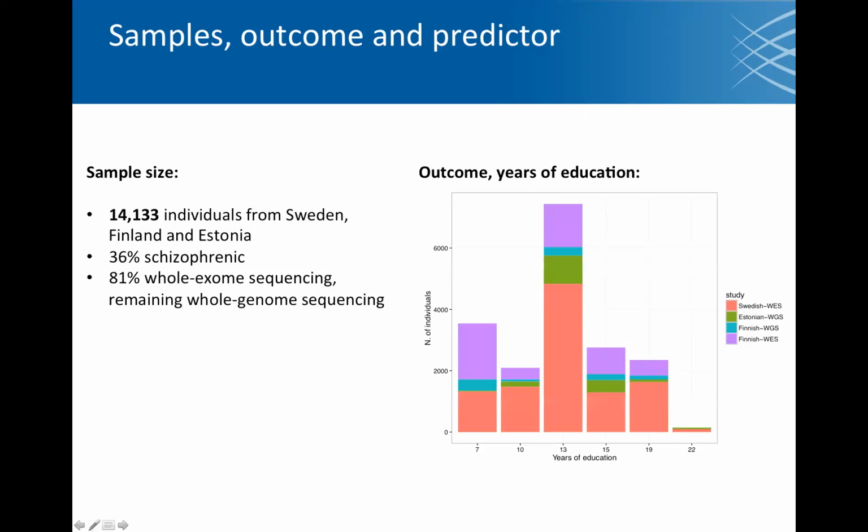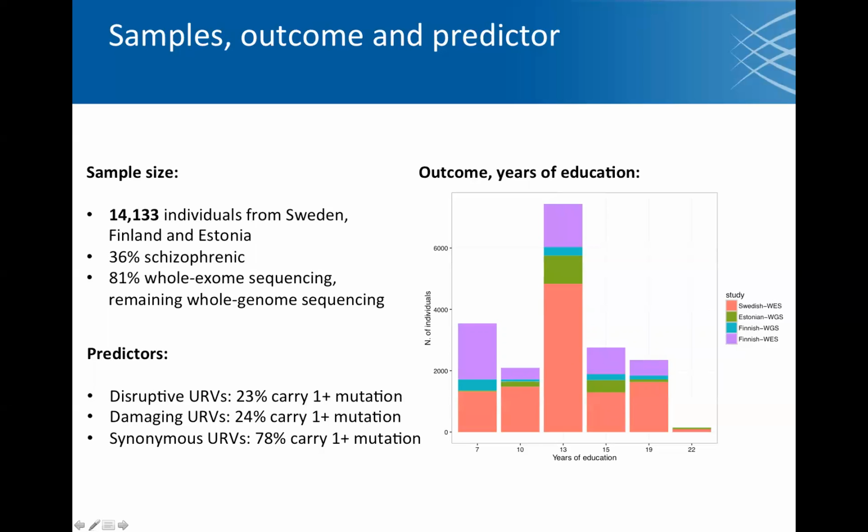This is the outcome that we want to study, years of education. This has been standardized across these different Northern European countries and put on the US scale for years of education. And the predictors of our model are disruptive mutations, damaging mutations, and synonymous mutations. Disrupting and damaging I previously described. Synonymous mutations are mutations which are not expected to have an impact on gene function, and so they are our negative control.